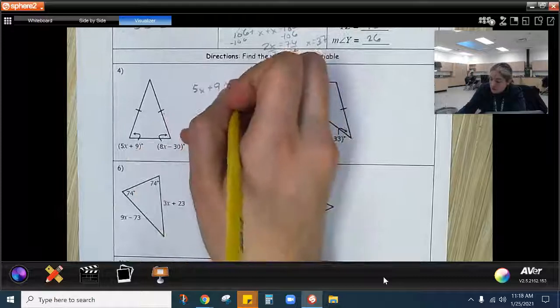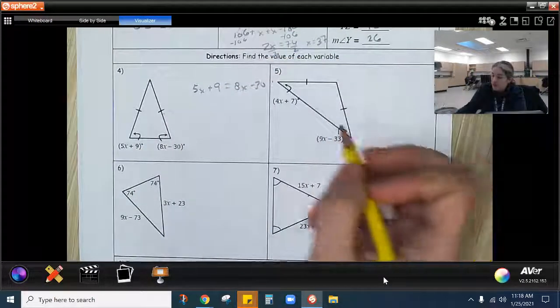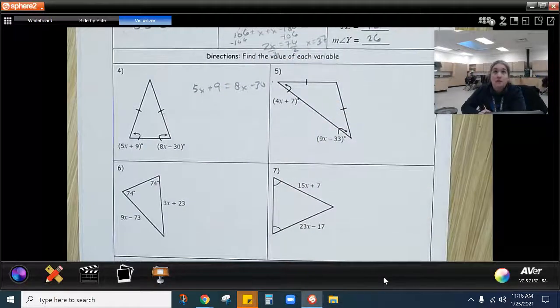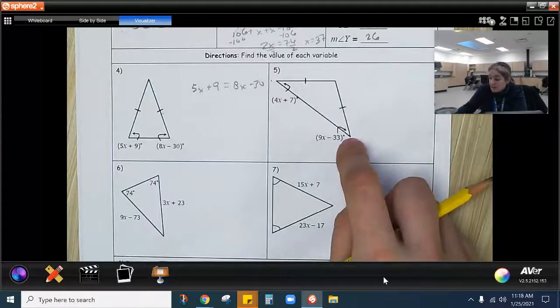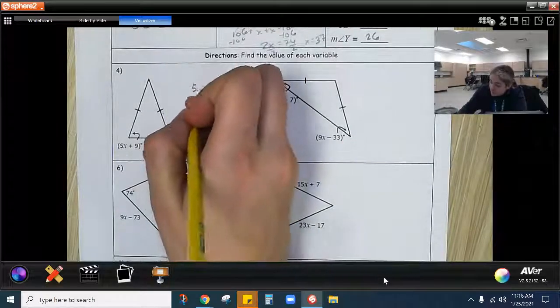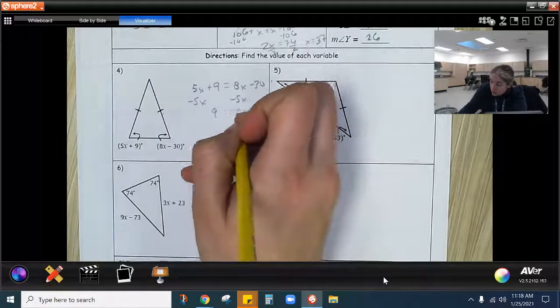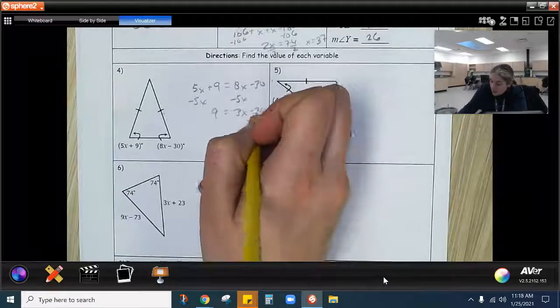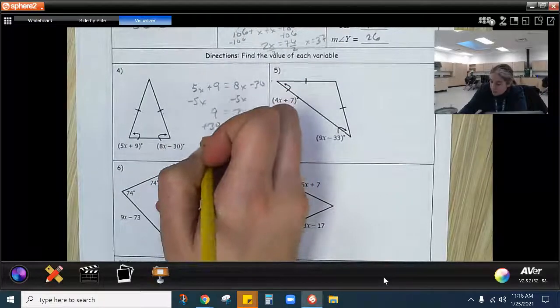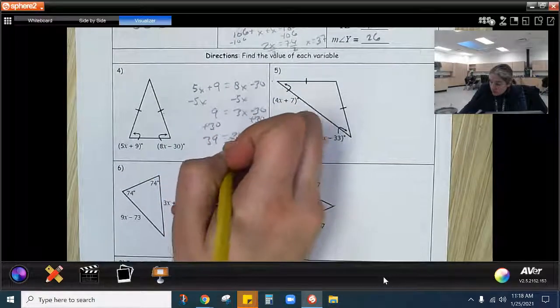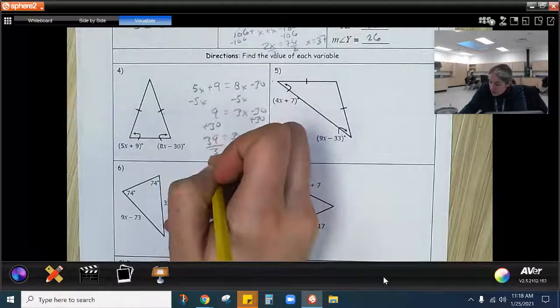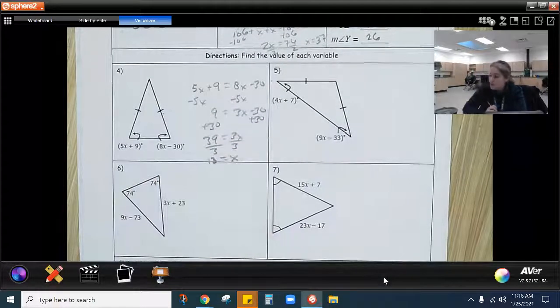So we've got 5x equals 8x minus 30. And then I need to solve for my x from there. I'm going to subtract 5x. So we get 0 equals 3x minus 30. I need to add 30. So we get 30 equals 3x. When I divide everything by 3, I get 10 equals x.